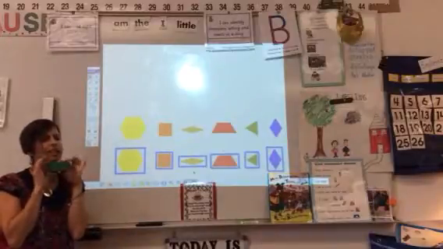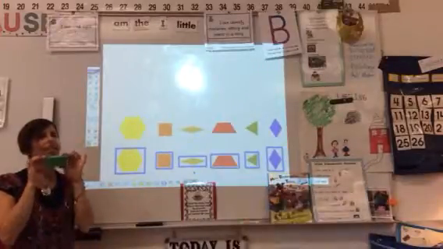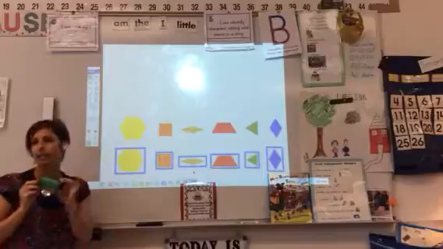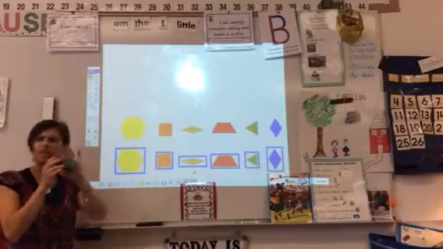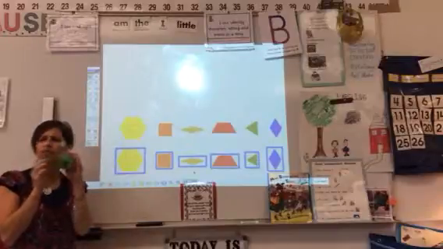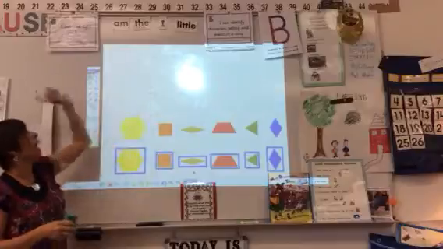Give me 5 seconds to think. 1, 2, 3, tell me. Rectangular prism. Add that second part. So let's say it again. Rectangular prism. And this is three-dimensional or one-dimensional? 1, 2, 3, tell me. Three-dimensional. Who can tell me why?